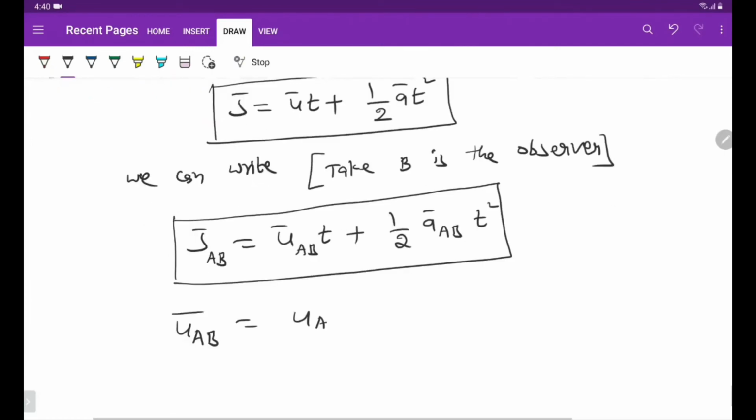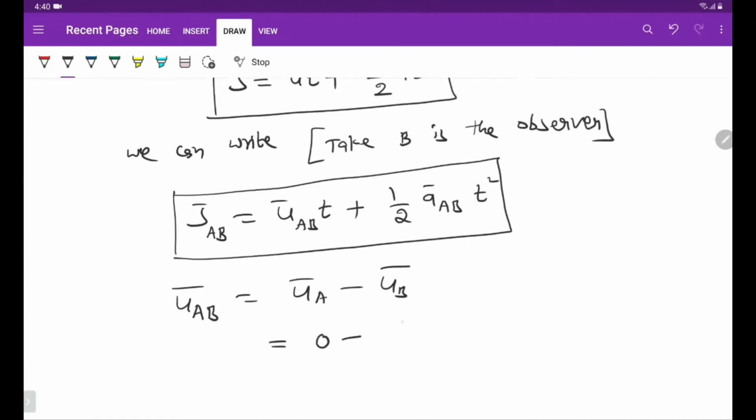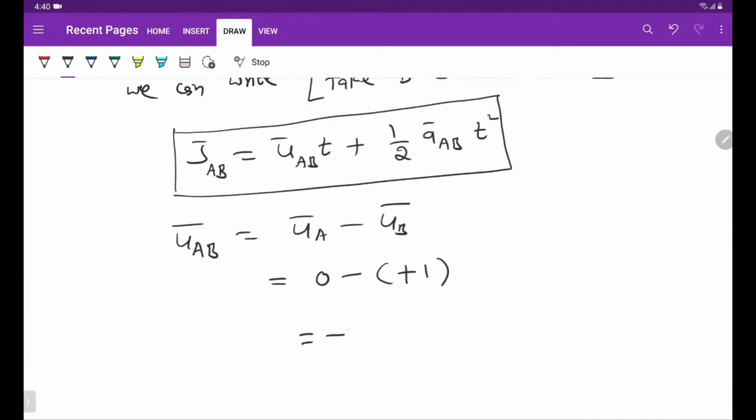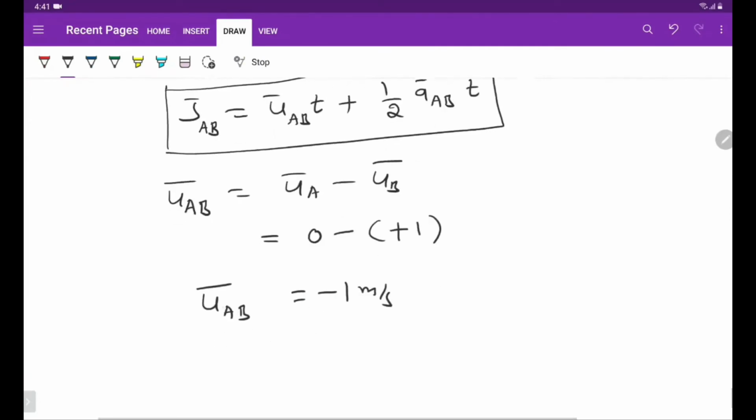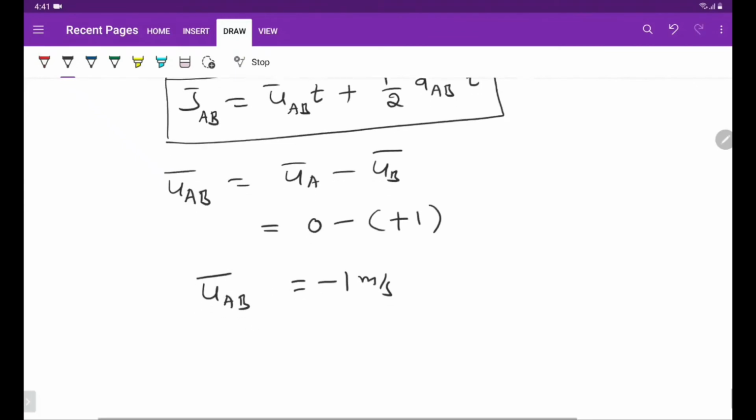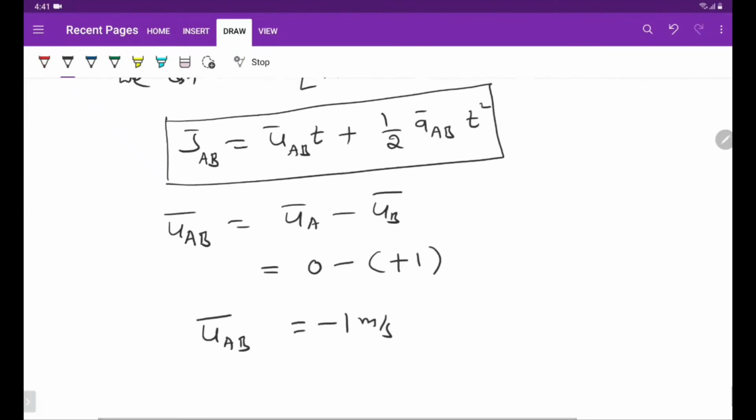We have to write initial velocity of A minus initial velocity of B. Initial velocity of A is 0, but initial velocity of B, right side, is 1. So we get -1 meter per second. So velocity of car A with respect to B, B is the observer. So we got UAB.